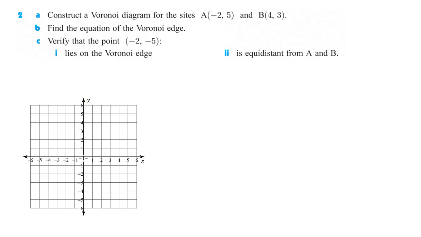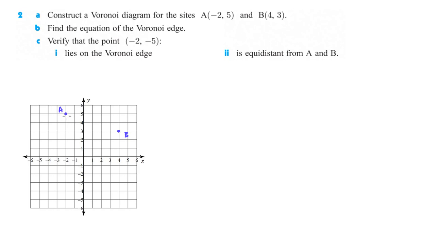So A is at -2, 5. So there's site A. And then site B is at 4 and 3. So here's site B. Okay. So we've got to construct our Voronoi diagram. That means we've got to come up with the line that goes through that.